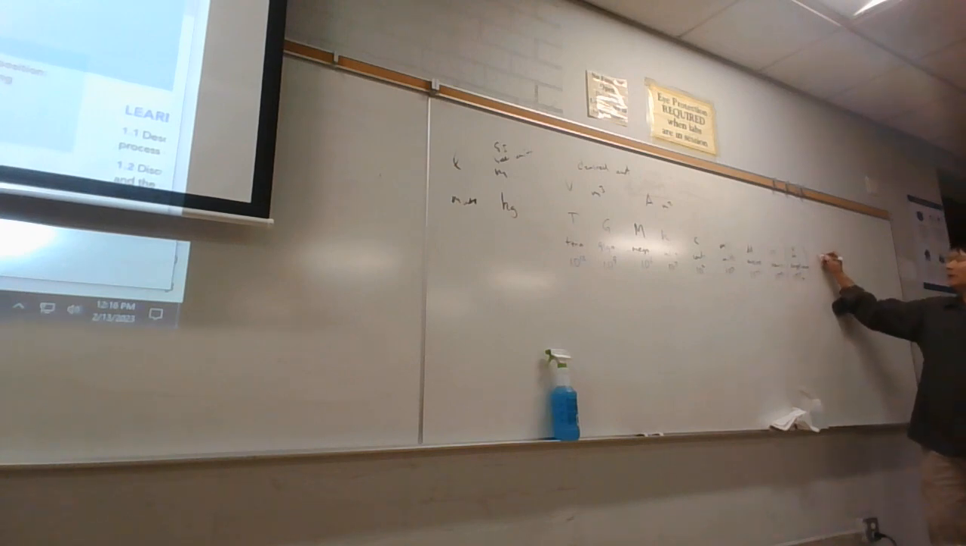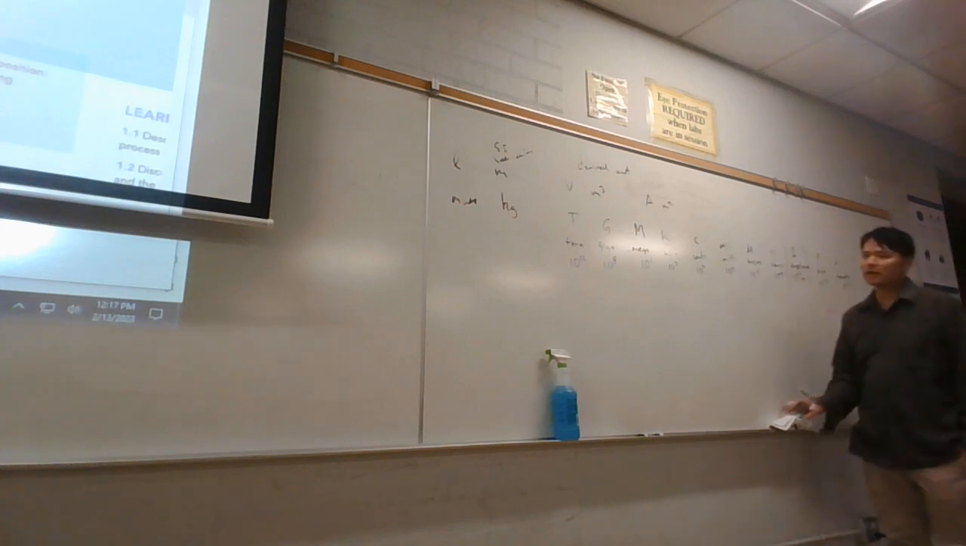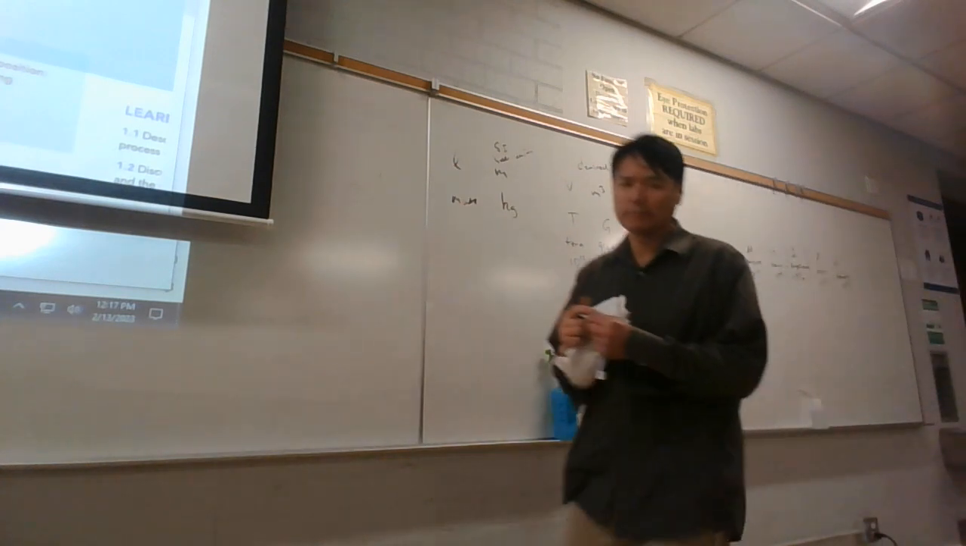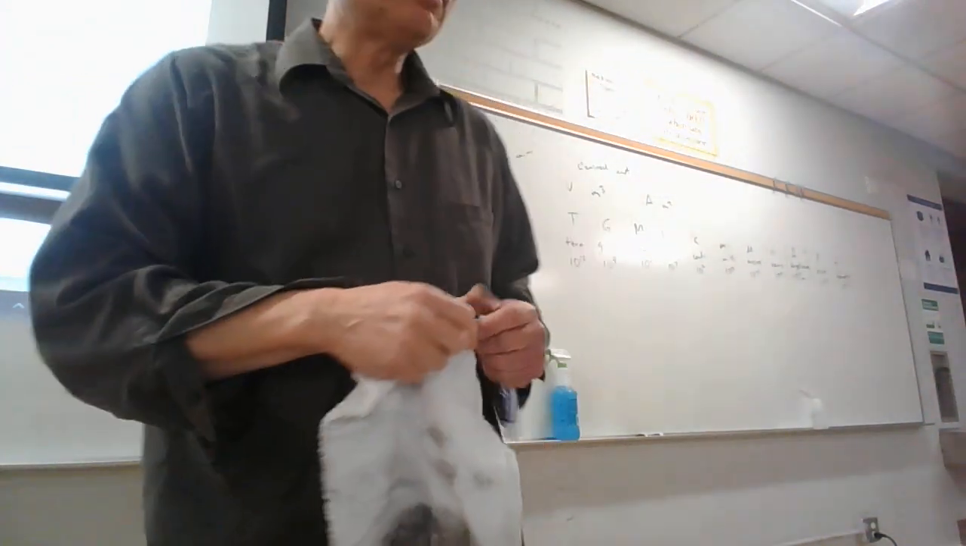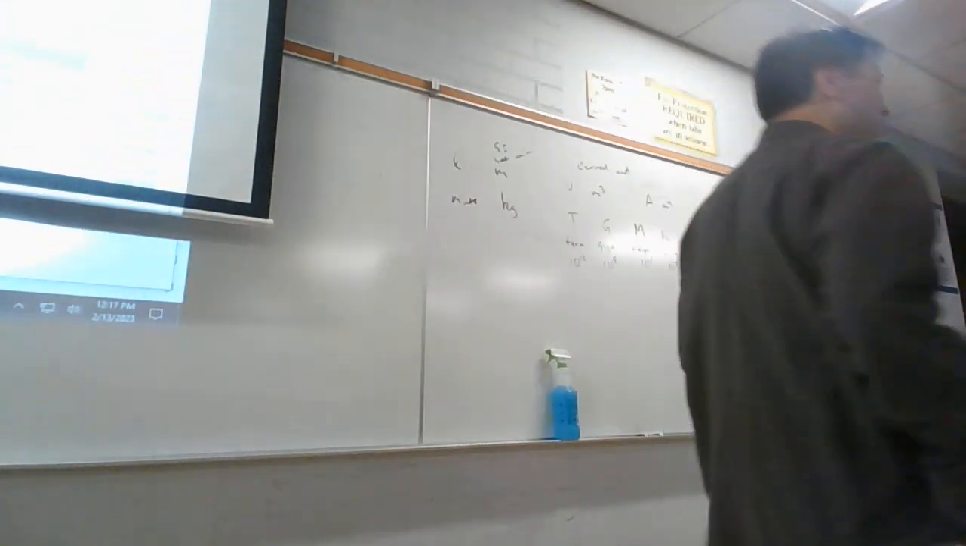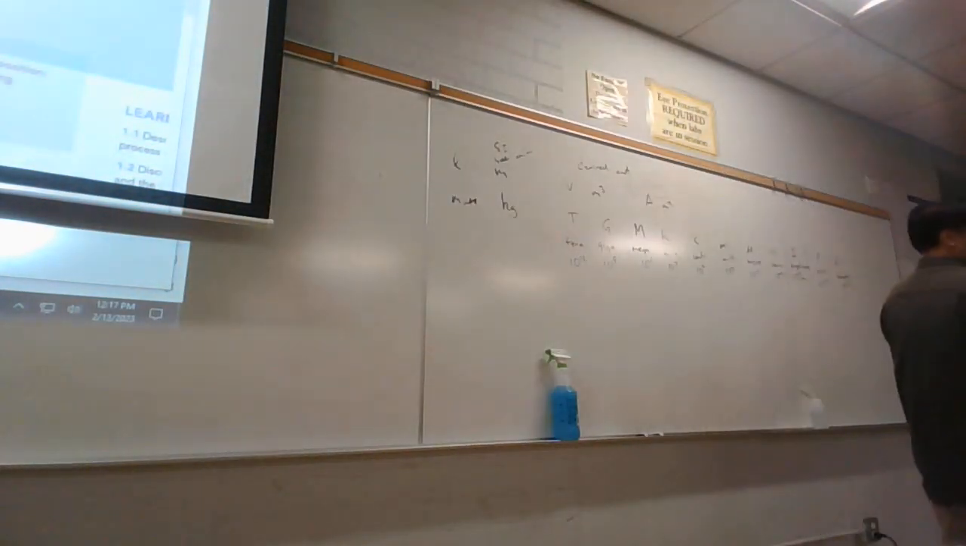Nano, and then what's smaller than nano? Pico, 10 to the minus 12, and then femto. That's probably all we need. 10 to the minus 15. Femtosecond. Chemical reactions happen at that speed. Some chemical reactions happen in a femtosecond.